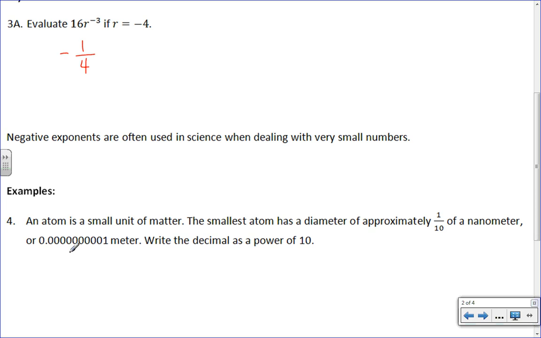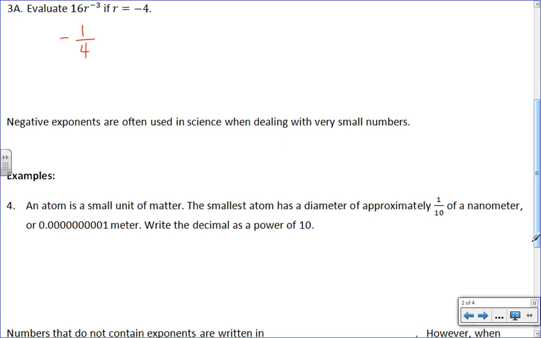That's why we use these exponents to show really large or really small numbers. So let's use what we know already of place value. If you look at how many places there are past the decimal here, you see that it's 1, 2, 3, 4, 5, 6, 7, 8, 9, 10. So we know that this is 1 over 1 with 10 zeros.